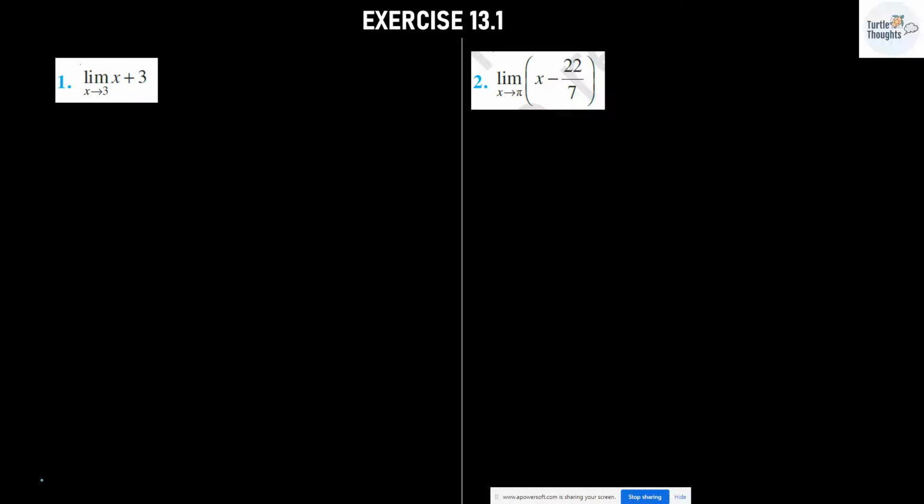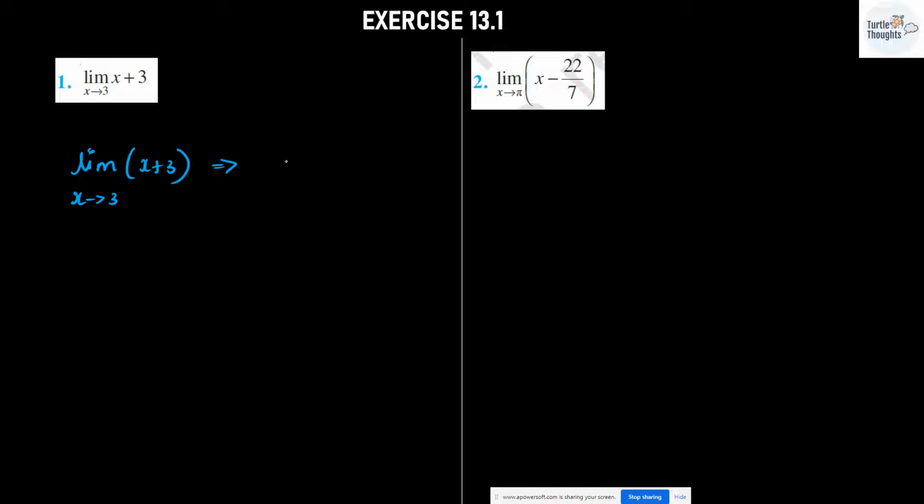So let me take a few examples, or rather exercise questions, based on direct substitution. This is the first method. All right, we have four methods. We are going to discuss them one by one. The first question is limit of x plus 3 as x tends to 3. I will rewrite the question. Limit of x plus 3 we have to find as x tends to 3. So when x is equal to 3, what is the value of x plus 3? That is the thing I have to do here.